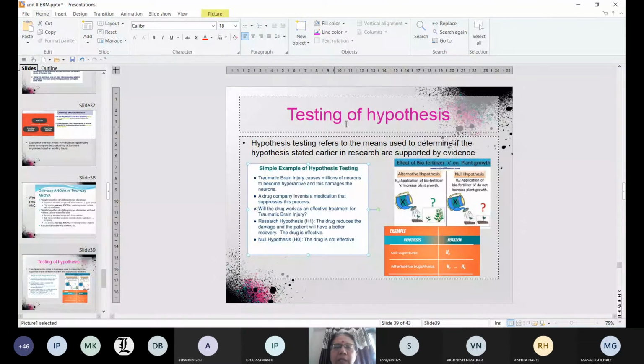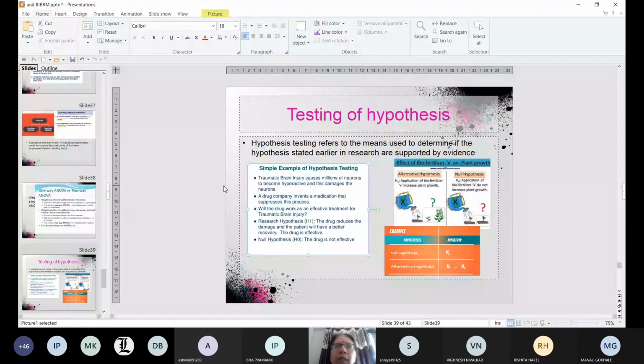So hypothesis testing refers to the means used to determine if the hypothesis stated earlier, that is in step number 5, is supported by evidence or not. For example, I might assume before my research that online lectures are very popular with my students. So that is my assumption.